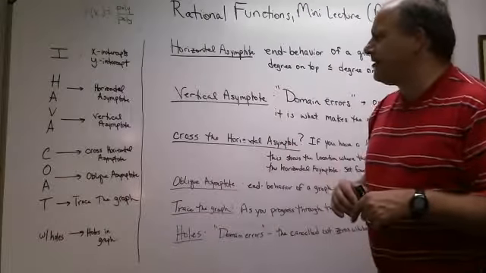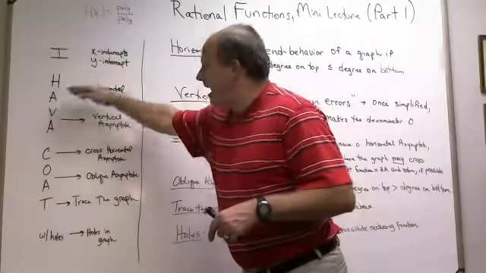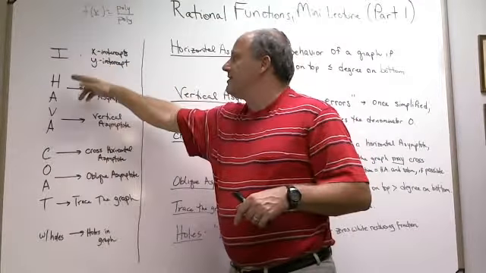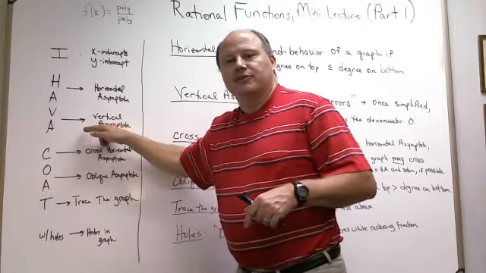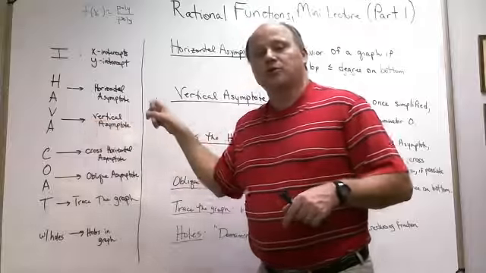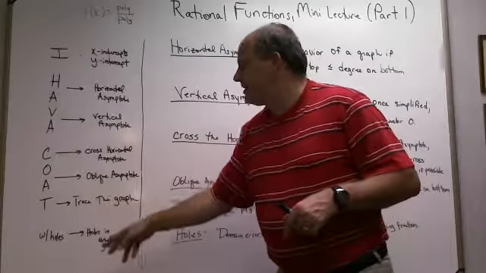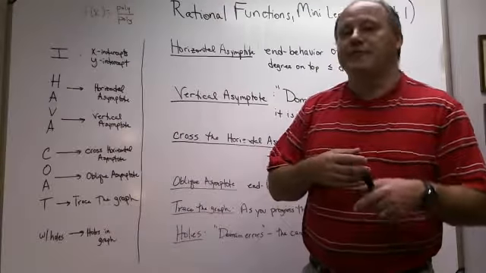And I created a little acronym so that I can remember everything I need to do, with this little sentence: I have a coat with holes. The I stands for the intercepts. The HA, of course, stands for the horizontal asymptote. The VA stands for the vertical asymptotes. The C stands for does it cross the horizontal asymptote. The OA, of course, is the oblique, and then the T is the trace. So it's a little sentence to help you remember what you have to do.